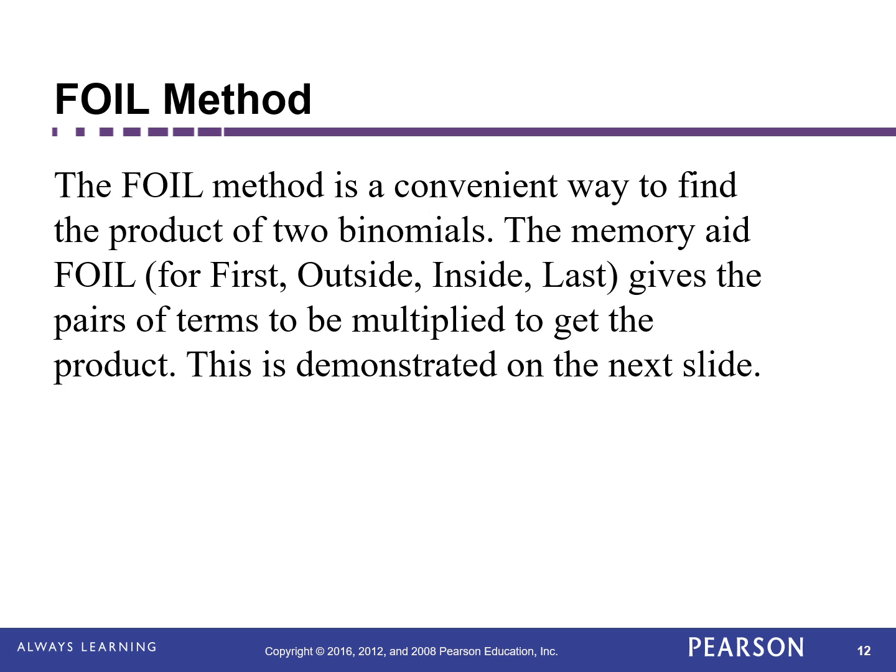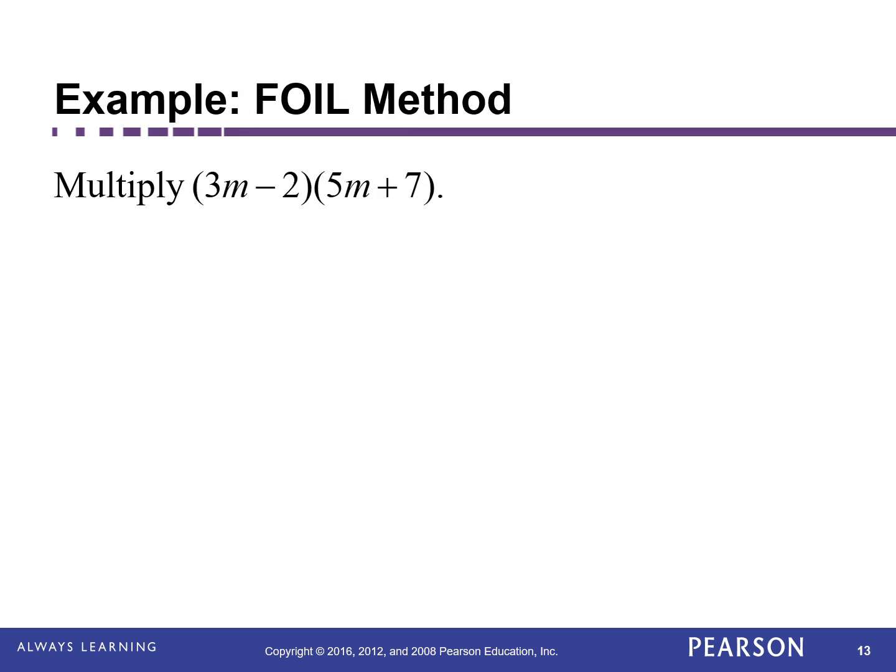All right, let's look at the FOIL method. The FOIL method is a convenient way to find the product of two binomials, so two expressions that have two terms each. The memory aid FOIL, first, outside, inside, last, gives the pairs of terms to be multiplied to get the product. All right, so let's try the FOIL method on the binomials here. We've got 3m minus 2 times 5m plus 7. We want to use the FOIL method.